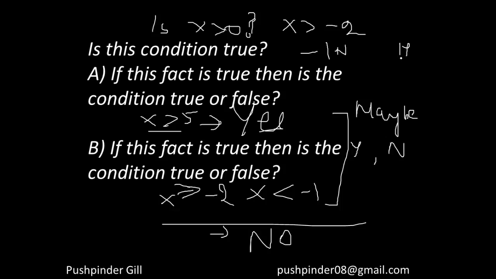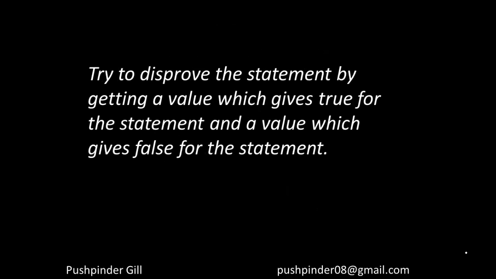That means that there is an ambiguity. So whenever there's an ambiguity, that means I'm not able to get the answer from that statement, right? So I hope everyone understood this. So try to disprove the statement by getting a value which gives true for the statement and a value which gives false for the statement. So whenever you're trying to solve a yes no data sufficiency question, always try to disprove the statement.